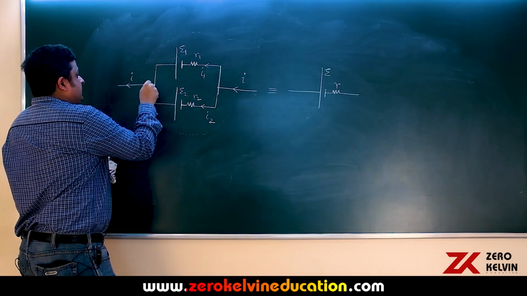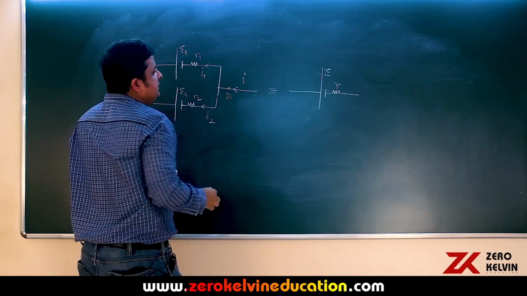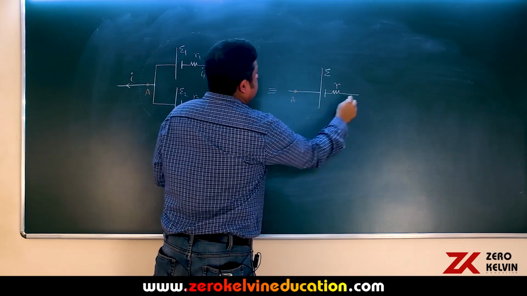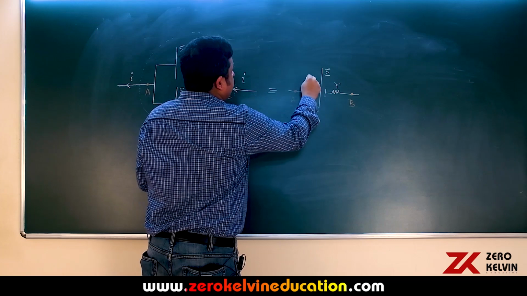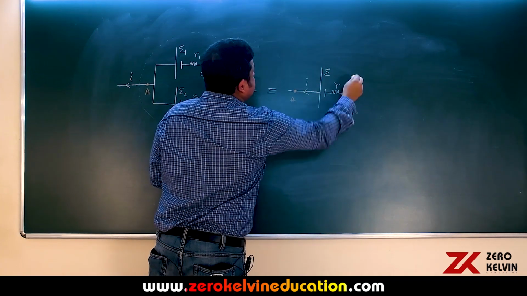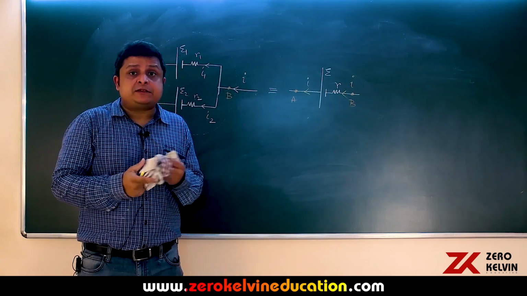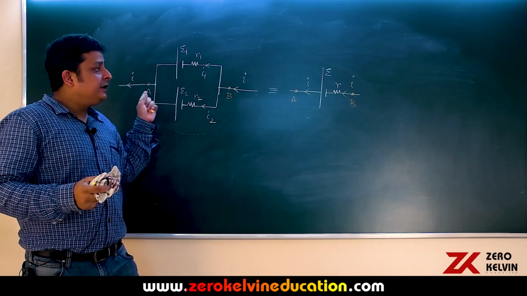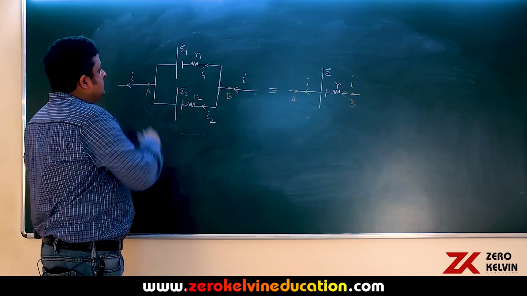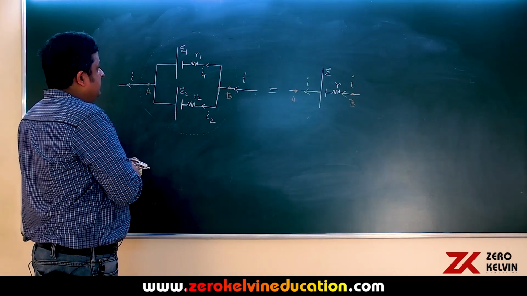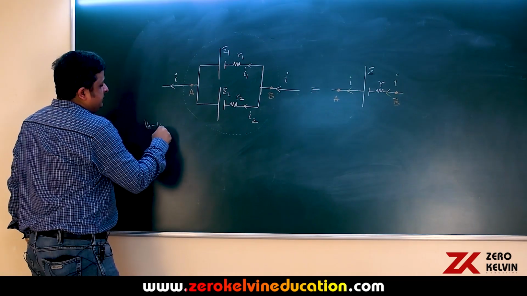Now, let us name the points. Here the point is A and here the point is B. So, for the equivalent circuit, here the point is A, here the point is B, and obviously the current flowing is I. And again the whole logic is the same, that VA minus VB in this left figure is equal to VA minus VB in this right figure. So, what is VA minus VB here?